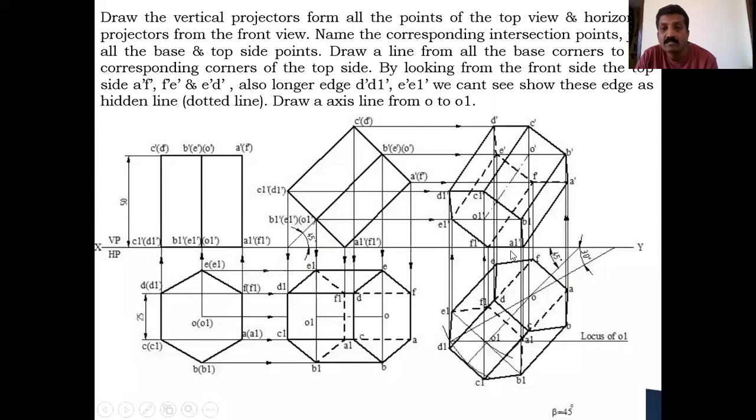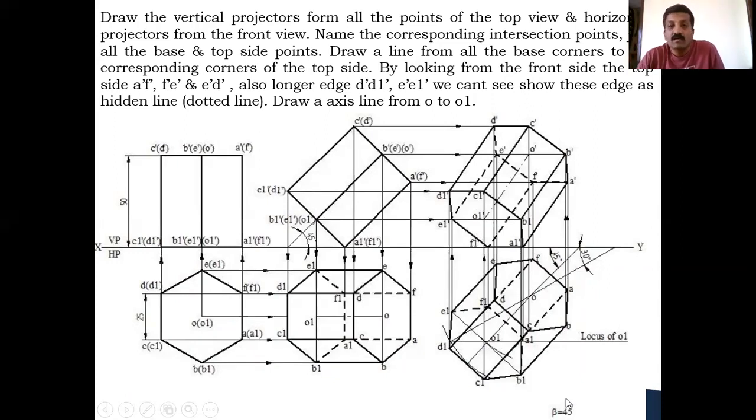A1 is here, A1 dash is here, this is A1. B1 is here, B1 dash is here, this is B1. C1 is here, C1 dash is here, this is C1. D1 is here, D1 dash is here, this is D1. E1 is here and E1 dash is here, this is E1. F1 is here, F1 dash is here, this is F1. Axis point O1 is here, O1 dash is here, this is O1.